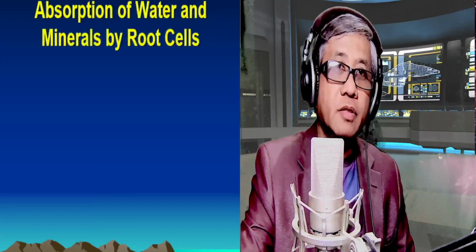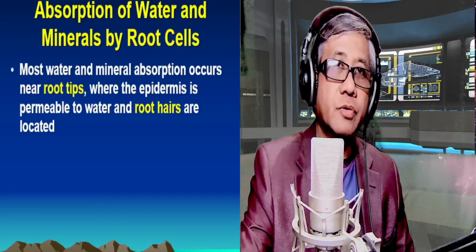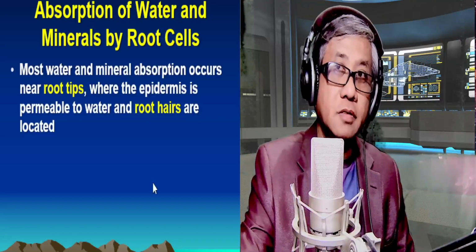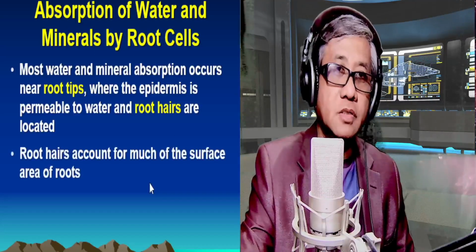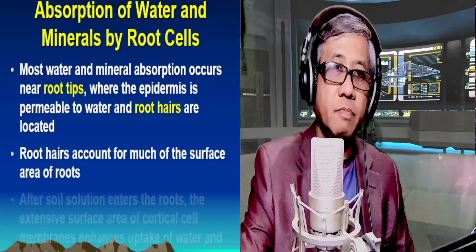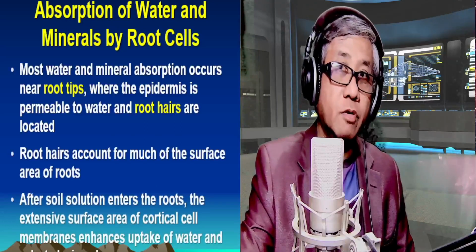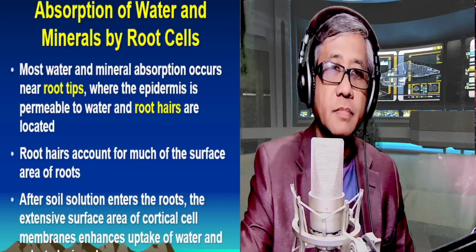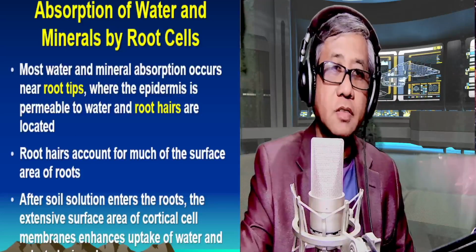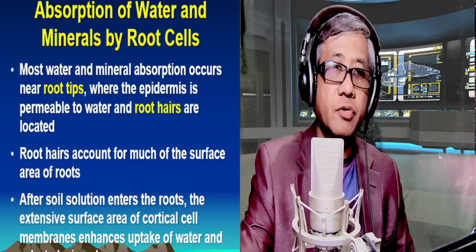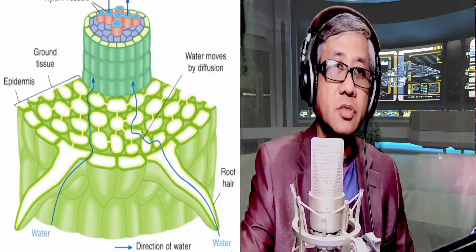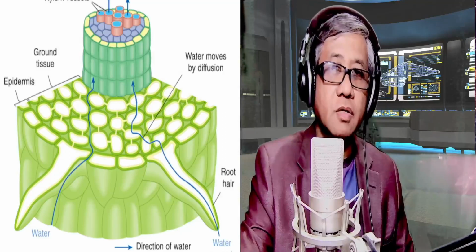Alright, so water enters through the root hairs. Now, most water and mineral absorption occurs near the root tips, where the epidermis is permeable to water and where the root hairs are located. And the root hairs account for much of the surface area of the roots, and also for most of water absorption. Then after soil solution enters the roots, the extensive surface area of the cortical cell membranes enhances this uptake of water and selected minerals.